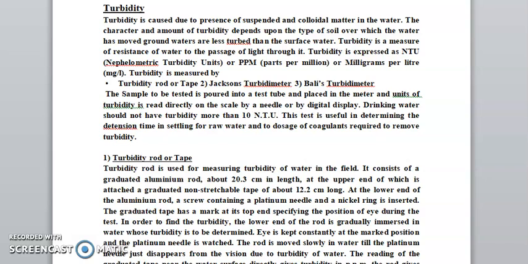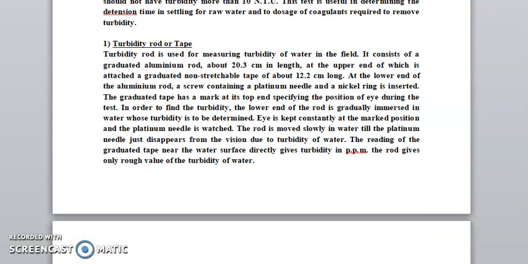It consists of an aluminium rod about 20.3 centimeters in length, whose upper end is attached to a graduated non-stretchable tape. The lower aluminium rod, 12.2 centimeters long, has a screw containing a platinum needle, nickel ring, etc. The graduated tape has a mark to specify the position of the eye in order to find the turbidity.